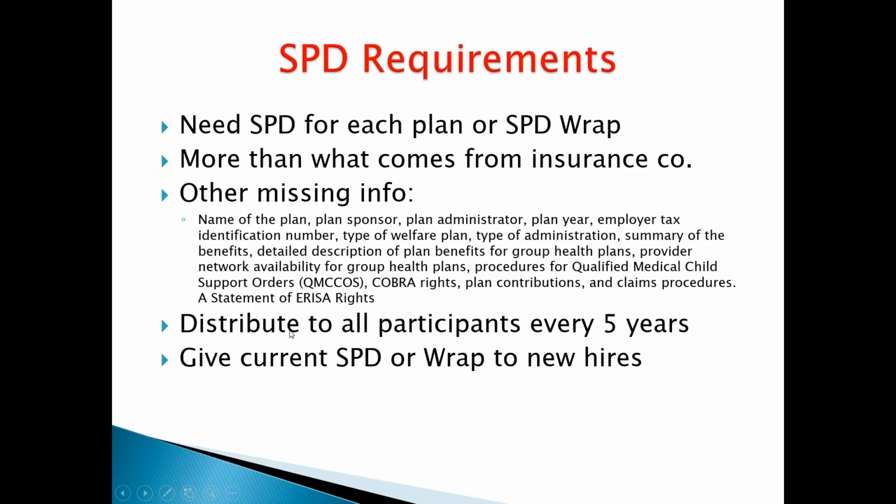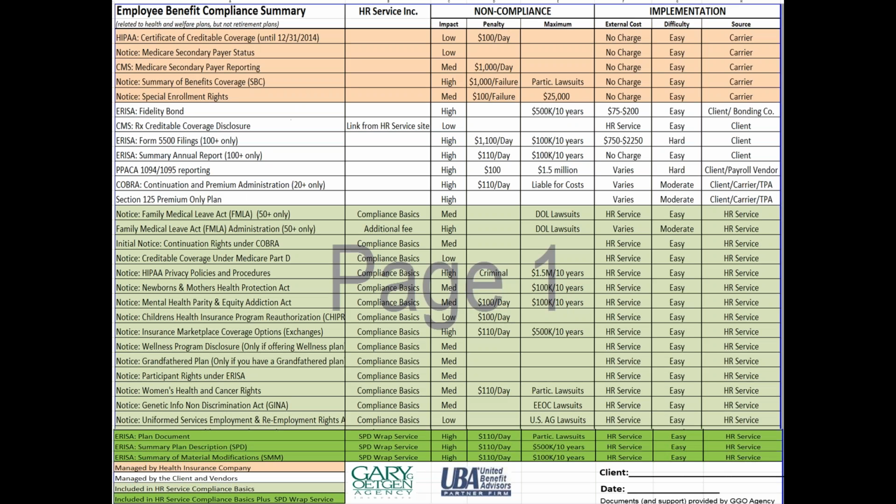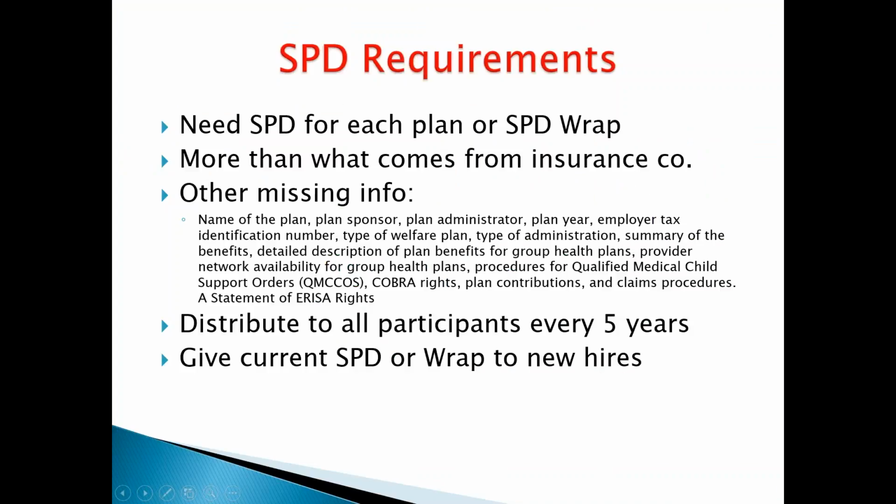ERISA requires that you distribute a summary plan description or a wrap document to all participants every 5 years. And in between, if you have changes, you provide them with a summary of benefit changes. So there's also that requirement of a summary of material modification if you've had any changes in the benefits. And then you have to provide a current new SPD or wrap document to all new hires.